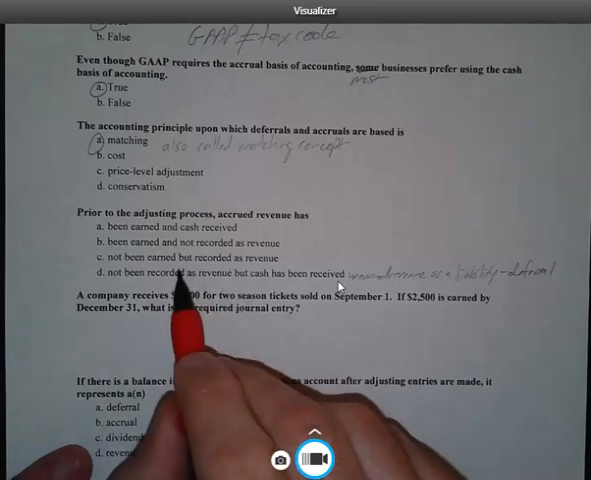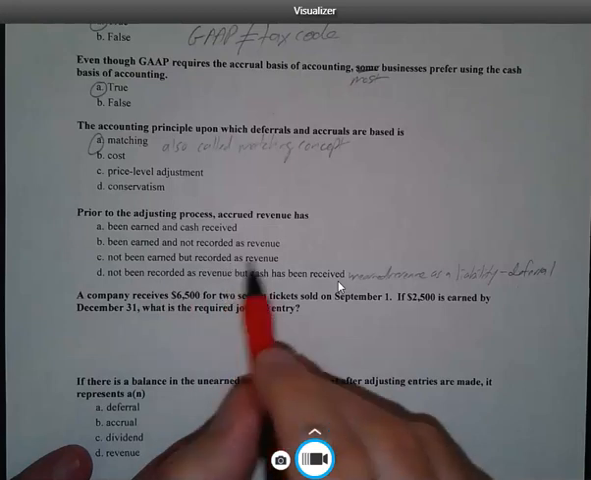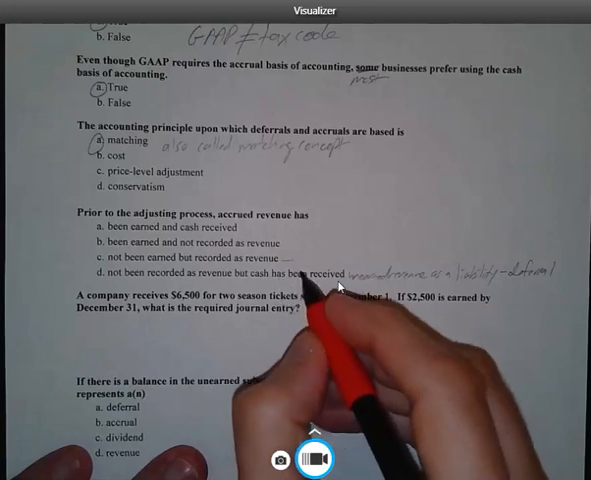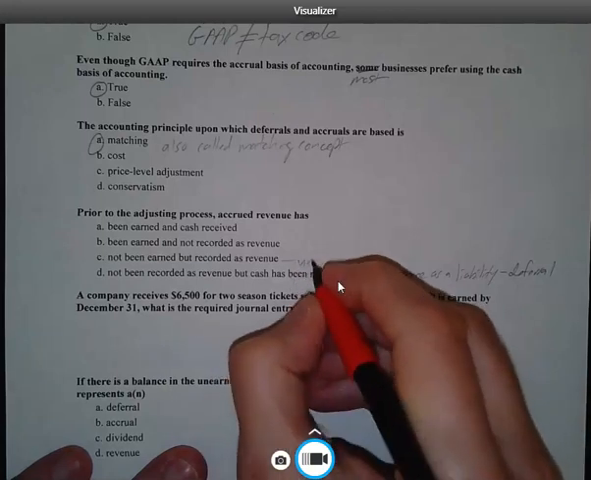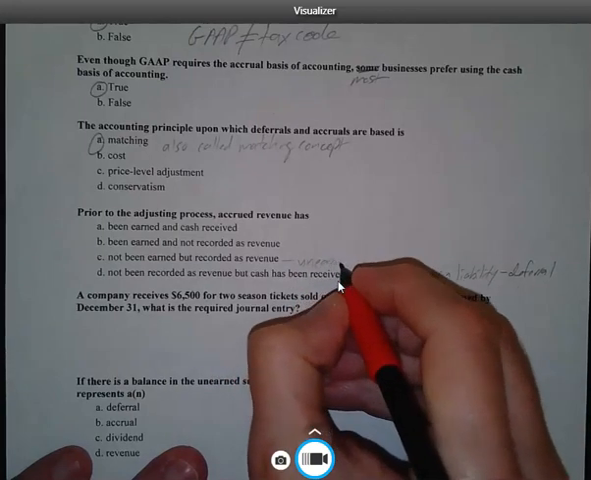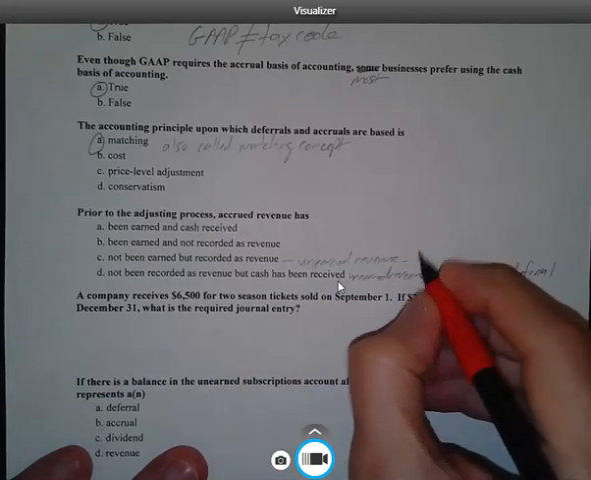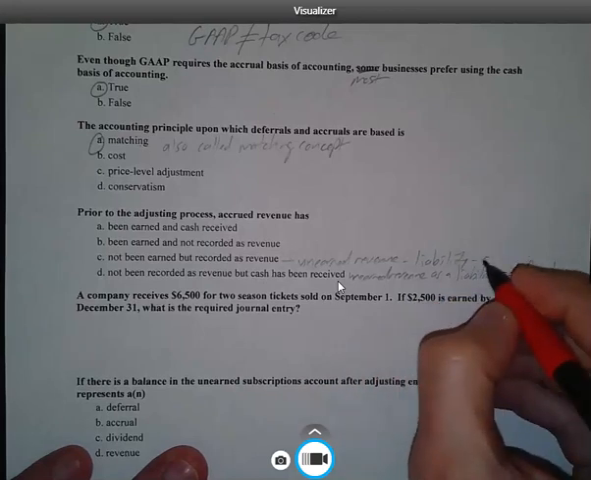Choice C, not been earned, but recorded as revenue. Well, it has been recorded as revenue, but it's the exact same thing as we have here. This is unearned revenue, which is not the same thing as regular revenue. Again, this is a liability, and it is also a deferral.